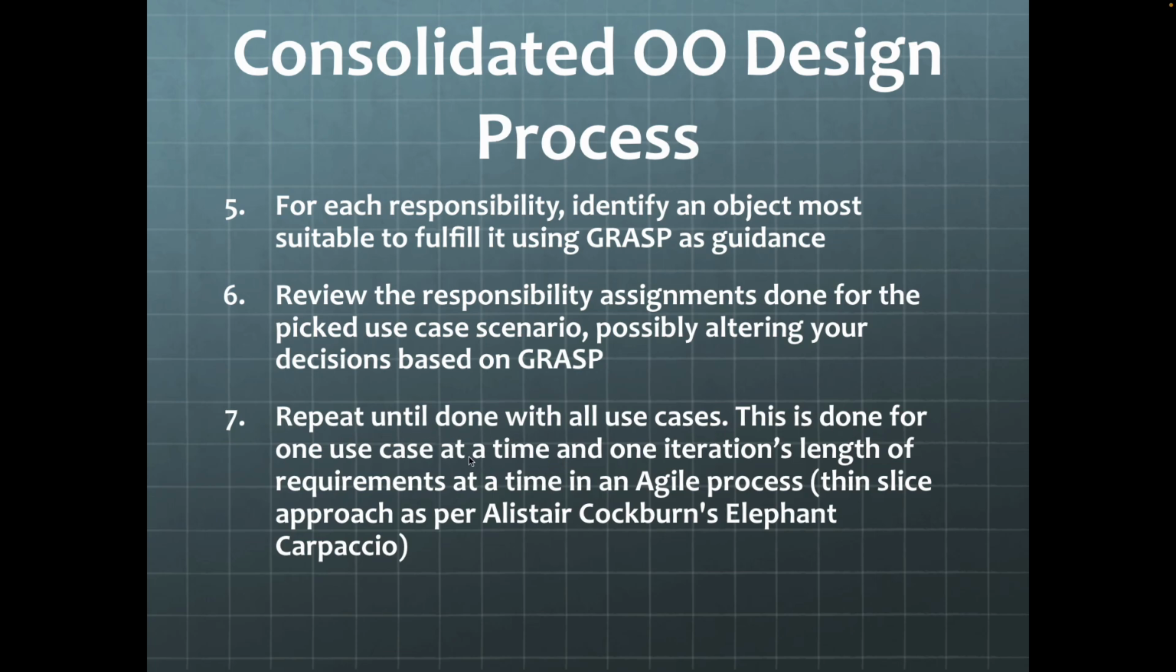So this is done for one use case at a time and one iteration's length of requirements at a time in an agile process. In an agile process, you want to implement one of those use cases at a time. Maybe each one would take 1 week, for example, or 2 days or something like that. You want to break them down. And this is where we come back to Alistair Cockburn's elephant carpaccio, which is a way of breaking software development into very small, thin slices, where one slice will add just a user signing into the system.